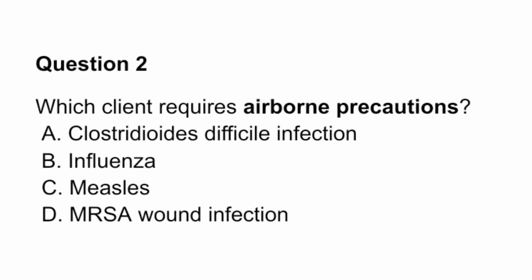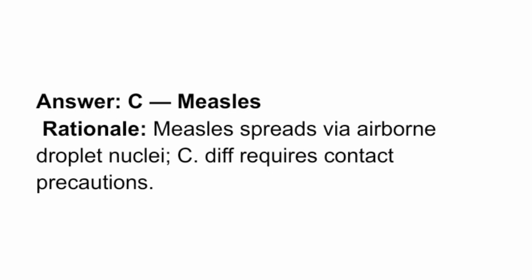Question 2. Which client requires airborne precautions? A. Clostridioides difficile infection. B. Influenza. C. Measles. D. MRSA wound infection. Answer: C. Measles. Rationale: measles spreads via airborne droplet nuclei. C. diff requires contact precautions.